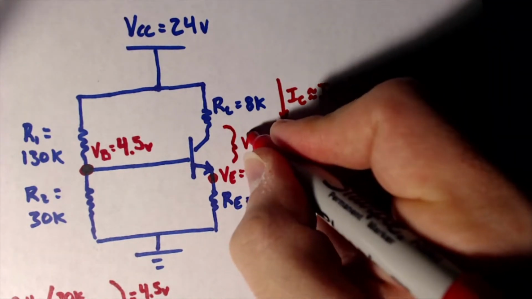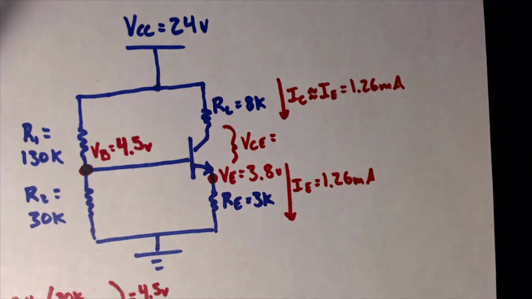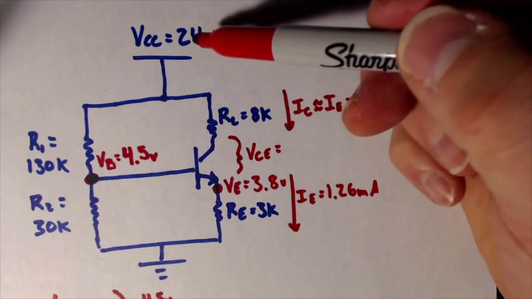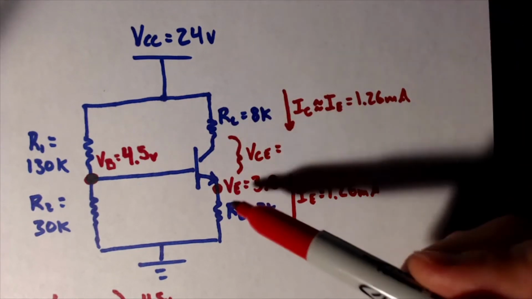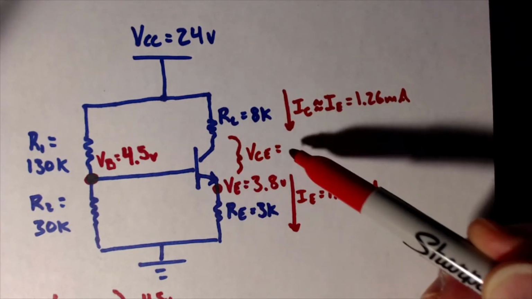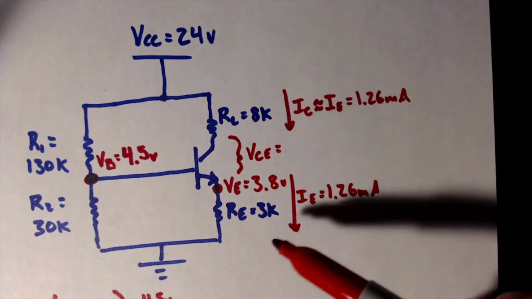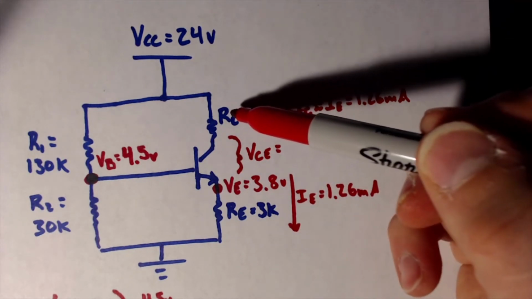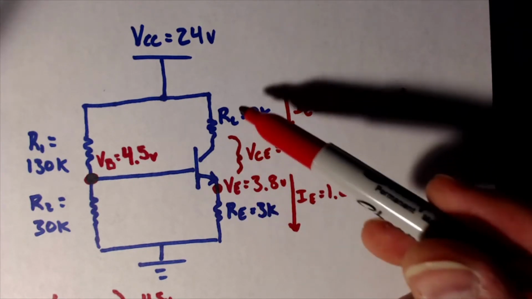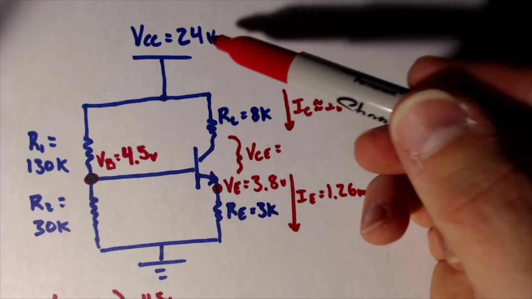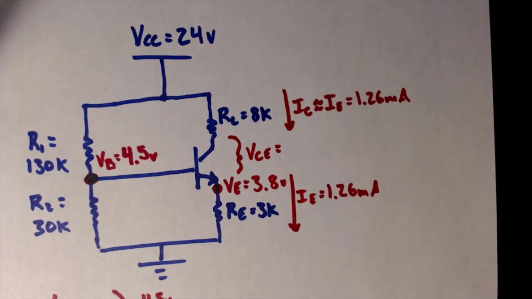So I'll draw it like that and say V sub CE. What is that equal to? Okay, so remember, we have 24 volts minus this voltage drop minus this voltage drop gives us this, right? We have to drop 24 volts across this whole thing. And so if we know the voltage drop across RC and we know the voltage drop across RE, we just subtract those two from the total applied 24 volts, and that value is VCE.